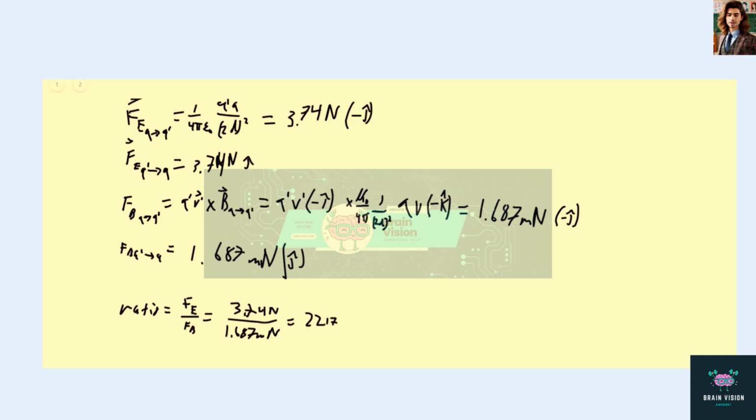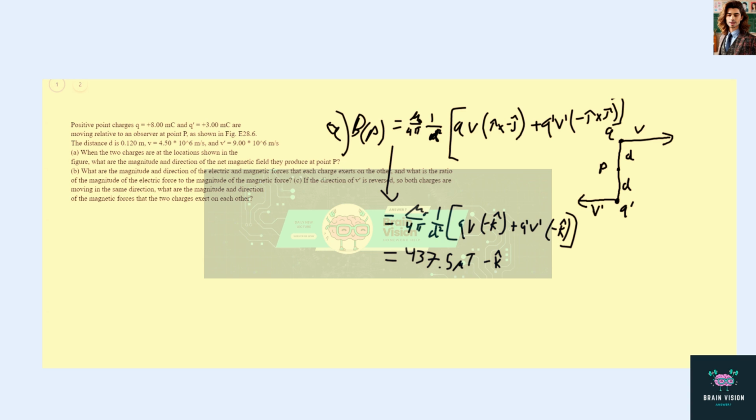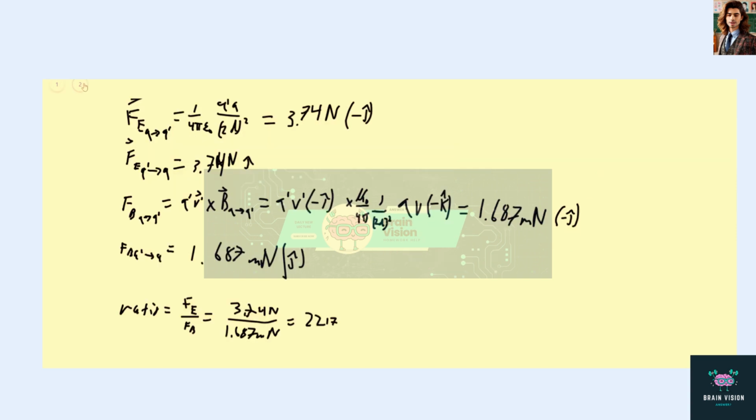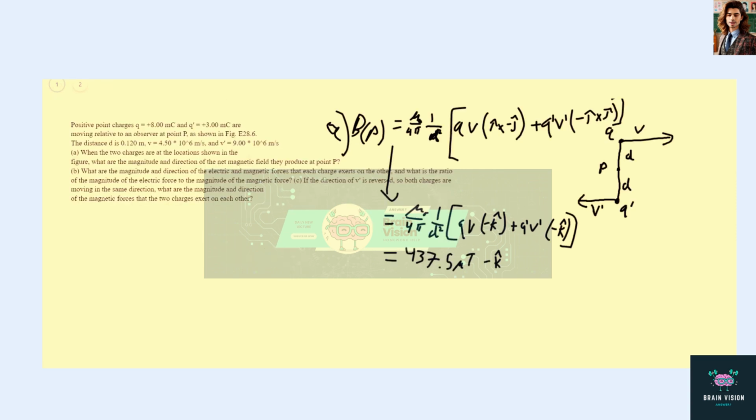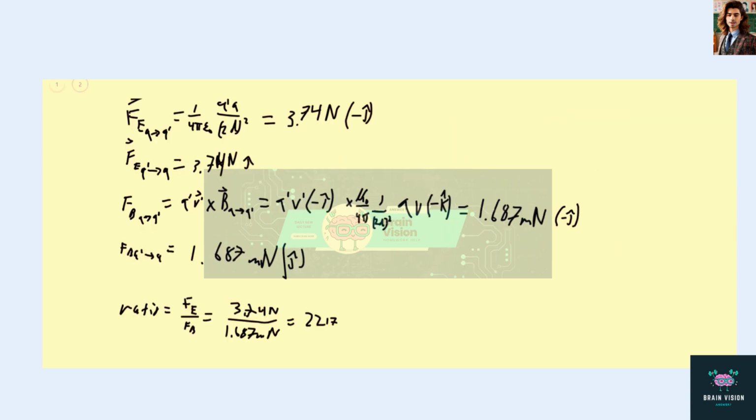Okay, so then what's the final question? If the direction of V prime is reversed, so both charges are moving in the same direction, what are the magnitude and direction of the net forces that the two charges exert on each other? Okay, so since all that changes is the direction of the second charge, it's going to move to the right now. The magnitude at that instant that they're this far apart is not going to be different for the electric force and the magnetic force. What's going to change is the direction.